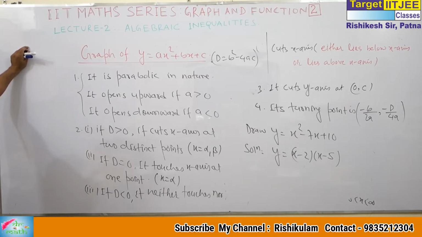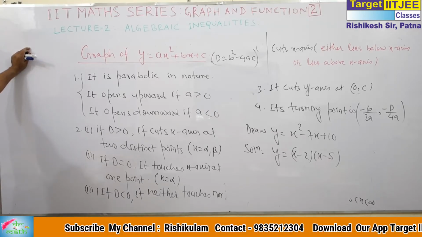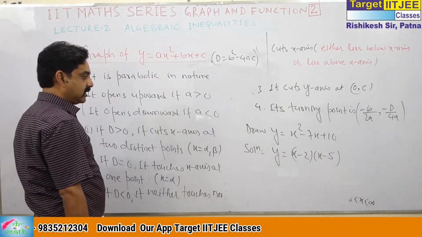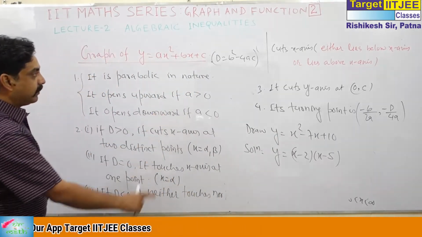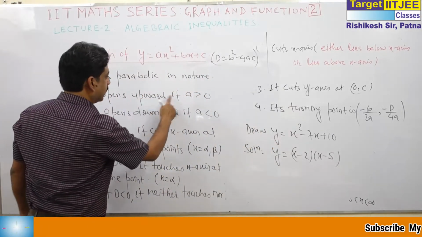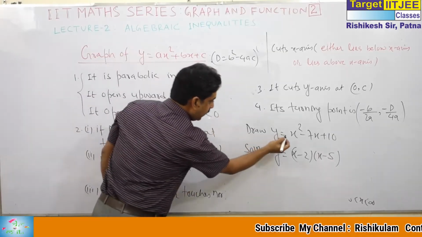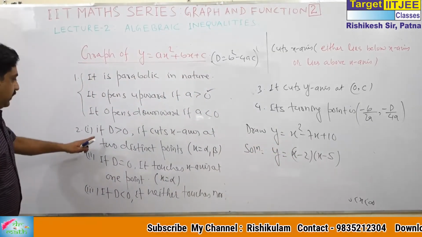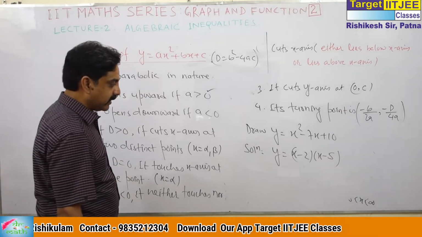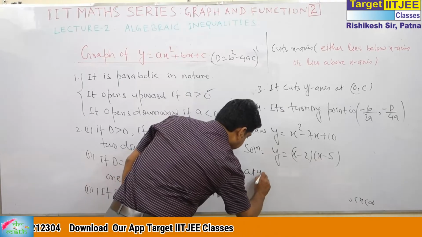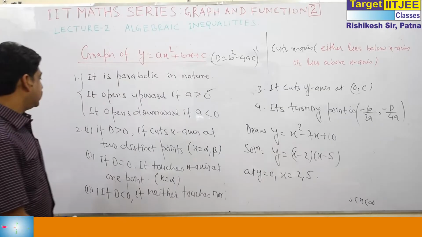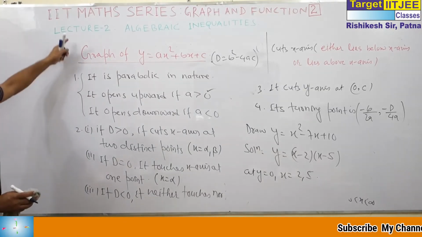Now, what do we have to do? What is its nature? Actually, this is parabolic in nature. Where does it open? You can see, it opens upward. a greater than 0, a is 1, and d greater than 0, so it cuts x-axis at two distinct points. What are those distinct points? At y is equal to 0, x is equal to 2, 5.